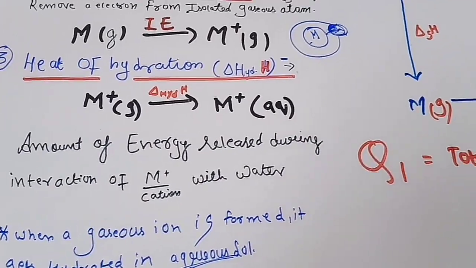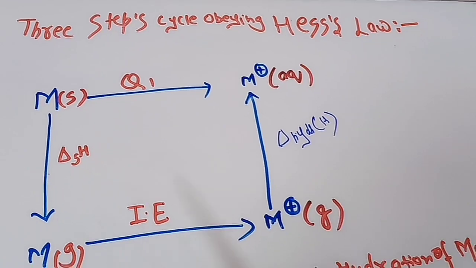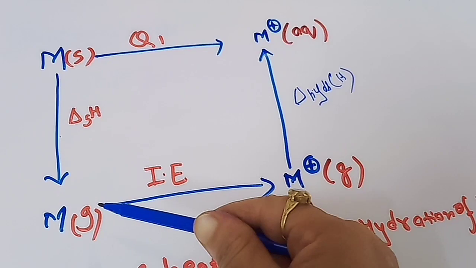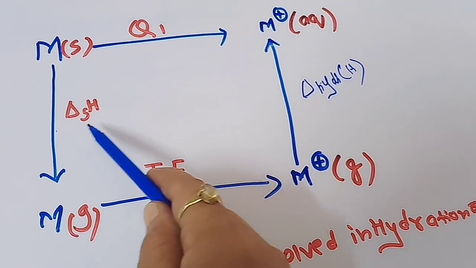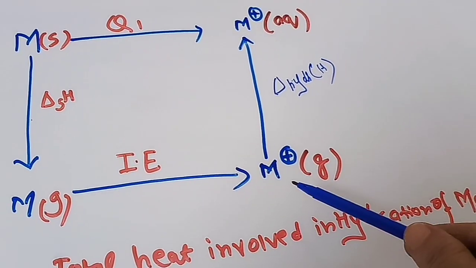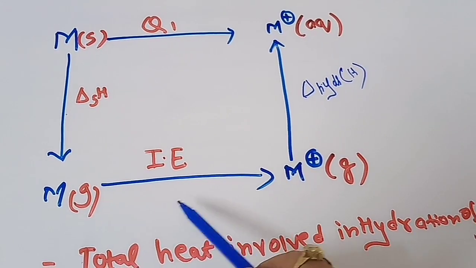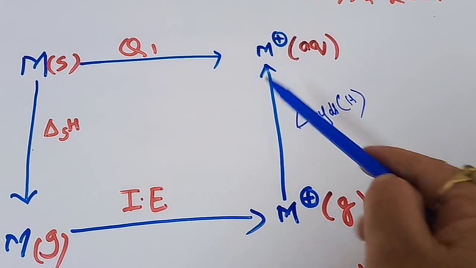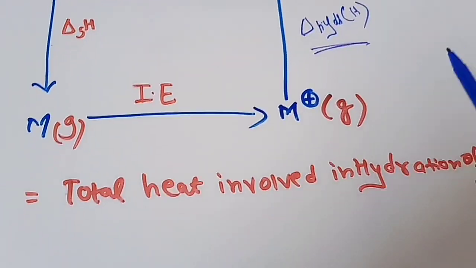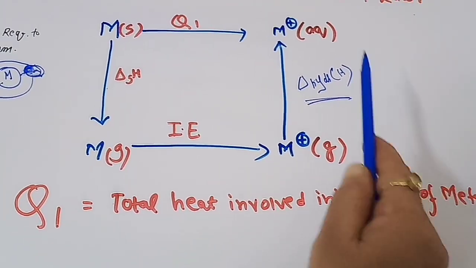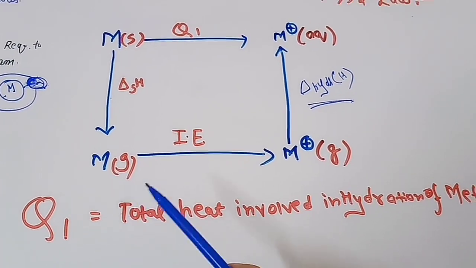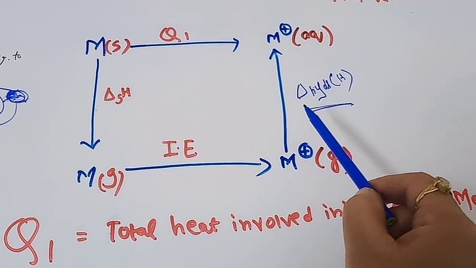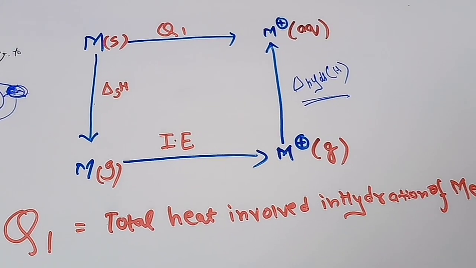So now we can see these three steps obeying Hess's law. The first step is the conversion of the solid metal to the gaseous metal with the help of the heat of sublimation. Then it gets converted to the cation with the help of the ionization energy, and this gaseous cation gets converted to the aqueous cation with the help of the heat of hydration. So the total heat involved in the three steps is Q1, or we can also say that Q1 is the sum of delta SH, then ionization energy, and our delta hydration heat. So this is for the first cycle.